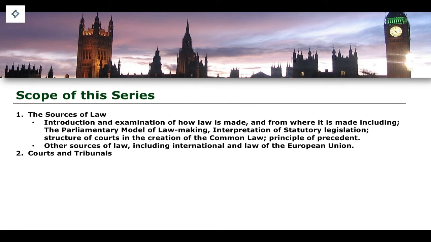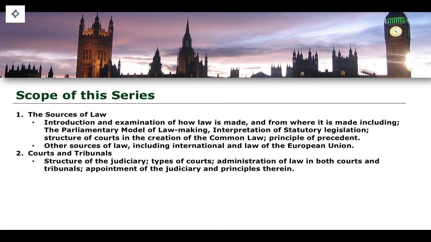We will then, in our second topic, talk about the idea of courts and tribunals. We'll talk about the structure of the judiciary, the types of courts that exist, the distinction between the civil jurisdiction and the criminal jurisdiction within the court structure, administration of law in both courts and tribunals, as well as the various principles that underpin the appointment of members of the judiciary. So things like, for example, independence of the judiciary and security of tenure.